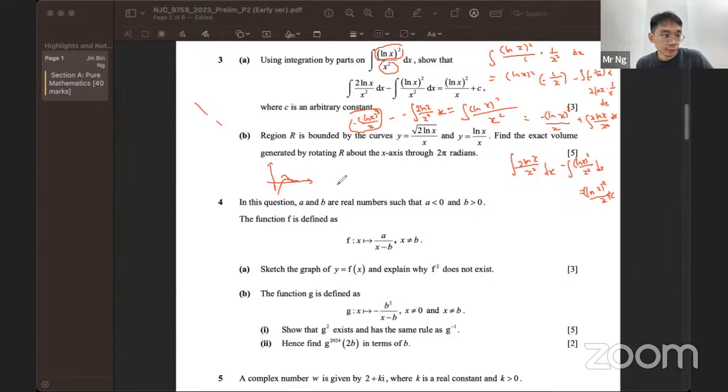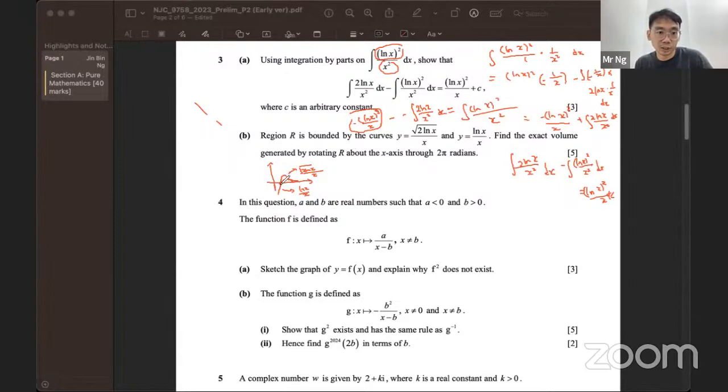Yeah. So the one that is higher is the square root of 2 ln x over x. Which makes sense because the smallest value of x can only be 1. When x is equal to 1, ln x equals 0, and you cannot make x less than 1, because then you're going to take the square root of a negative. So the lower one is ln x over x. Anyway, the region is bounded by the two graphs.